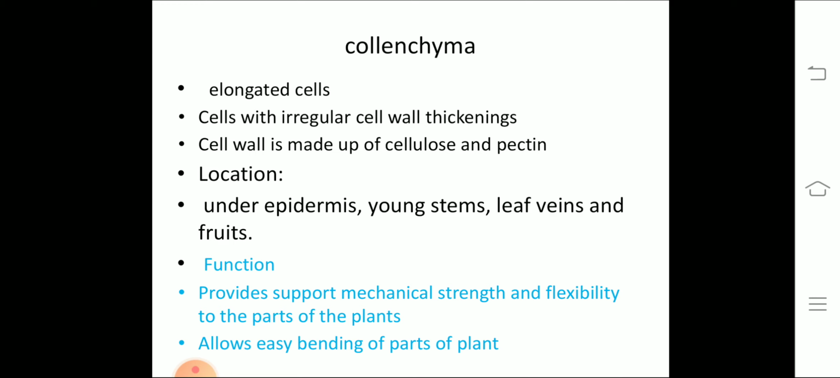As well as that, it provides mechanical strength to the plants. If the air blows, the plant also moves along with that, and the leaves do not fall off. Only the dry leaves will fall off, because they become dead and the collenchyma content decreases. But the new leaves and the green leaves do not fall off. That's because of collenchyma.